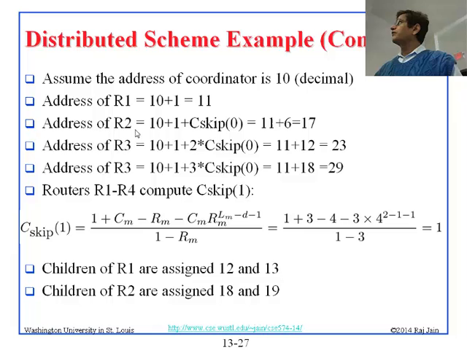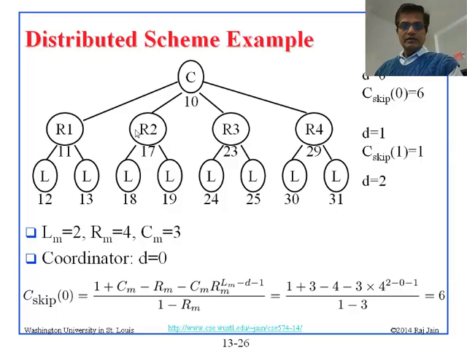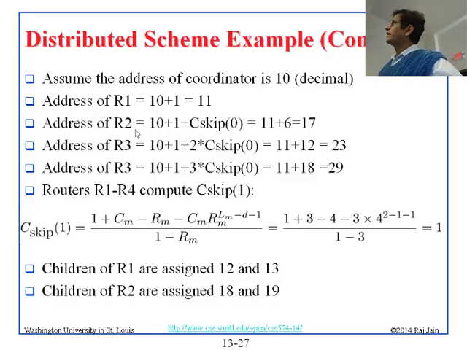But let's just do the second calculation. At the second level, D is 1. So the formula remains the same, except that here you put D equal to 1, and you keep going. Everything else is the same, and this RM is again mistaken, but you will get 1 anyway in this case.